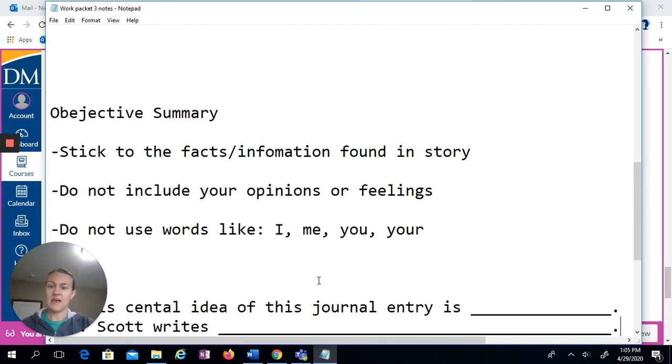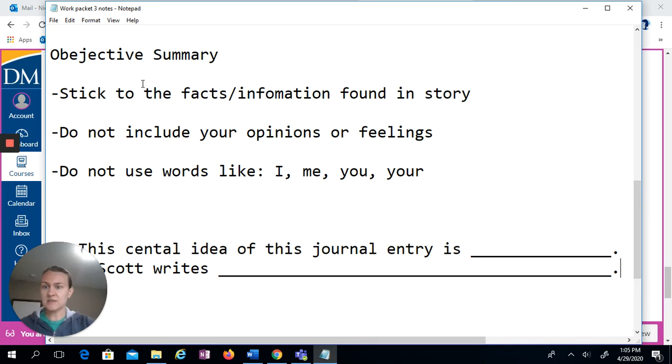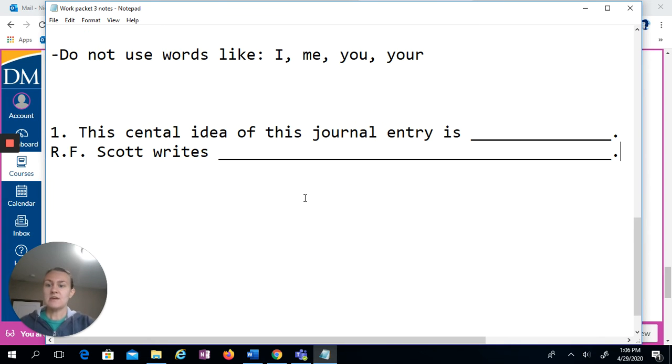So what is his subject, the person or the thing, and what does he have to say about that person or thing? Then, when you write an objective summary, remember, you need to stick to facts and information found in the story. You do not include your opinions or feelings, and do not use words like I, me, you, or your. Here's how you can start your paragraph. Remember, a paragraph at least needs to have an opening sentence, 3 supporting sentences, and 1 closing sentence. So it should be 5 sentences at least in total.